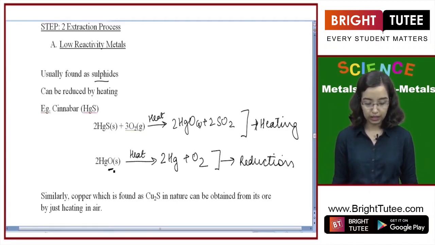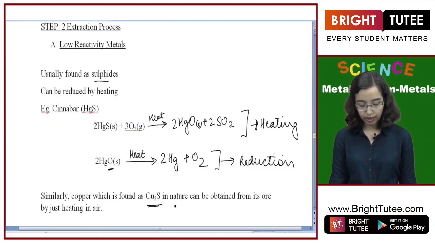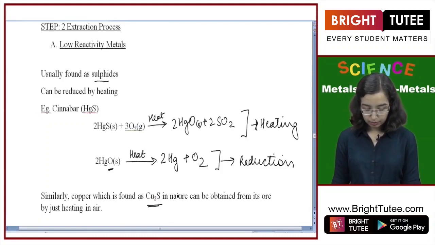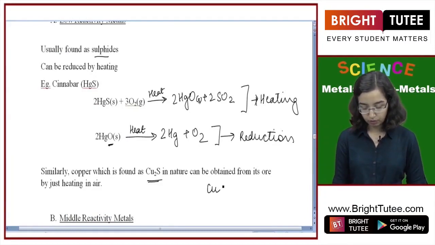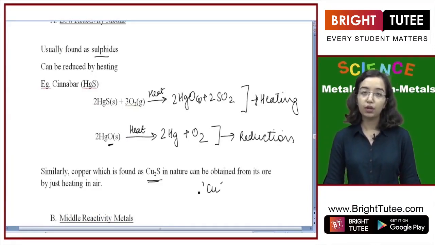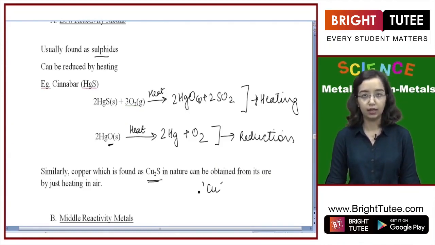They break apart easily. A similar process will go for Cu2S, which is again an ore of copper, and when we heat it simply in the presence of air, we can reduce it to the pure metal form of copper, right? So for the metals of low reactivity, to extract them, they are often present in the form of sulfide. So the extraction process starts with heating them in the presence of air, which will result in the formation of an oxide. The oxide can then be reduced by simply heating the oxide.